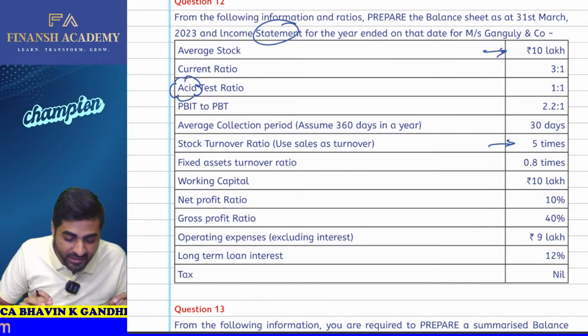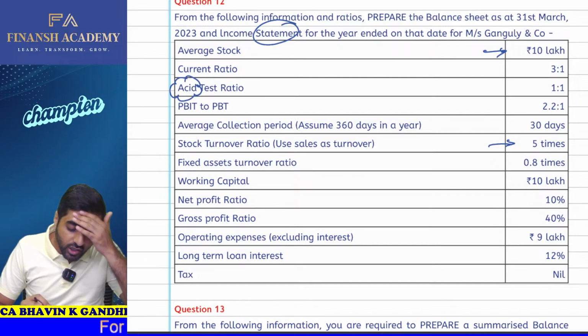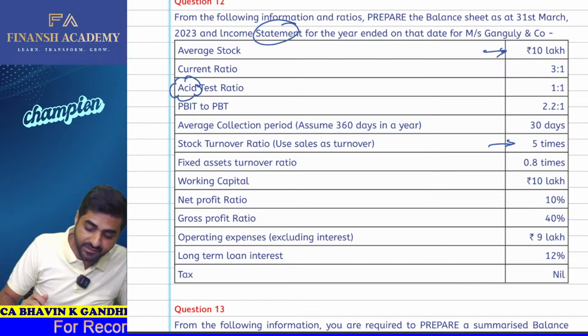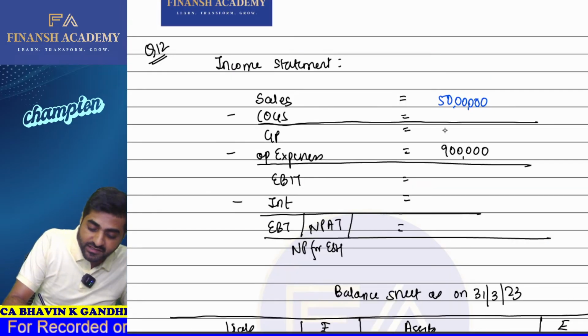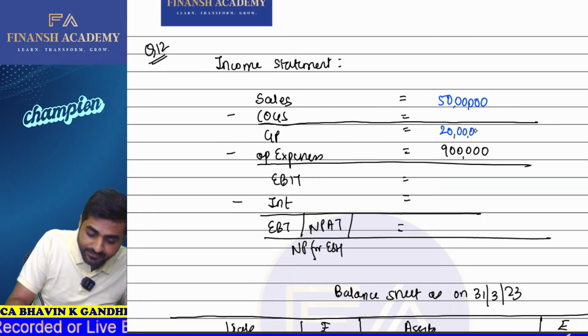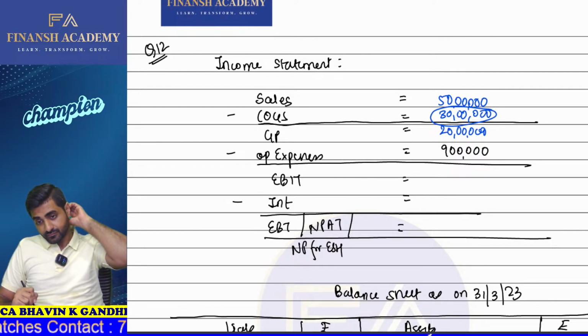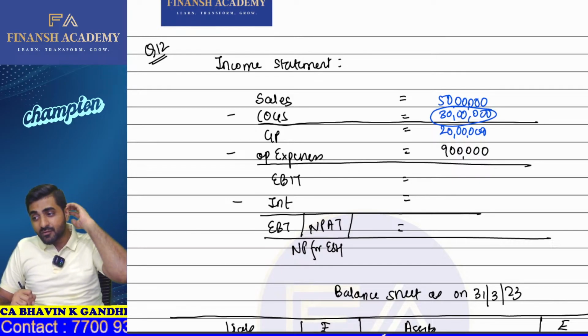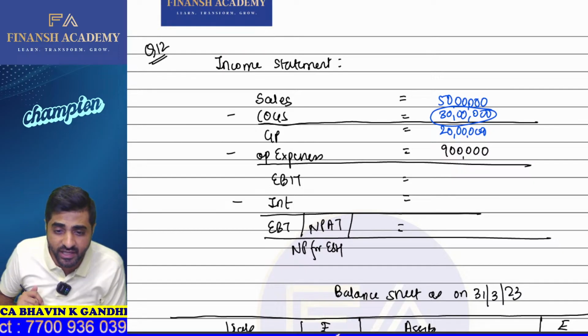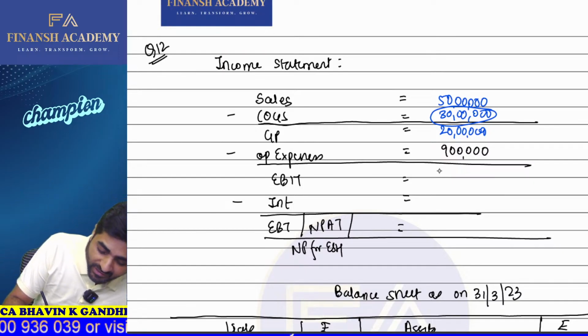So from your sales, my dear students, your GP ratio is given to you, that is 40%. So can I say 20 lakhs is your GP? 50 lakhs is your COGS. So will this give me my amount of EBIT? Come on, yes or no? Yes, sir. So that will be nothing but 11 lakhs.